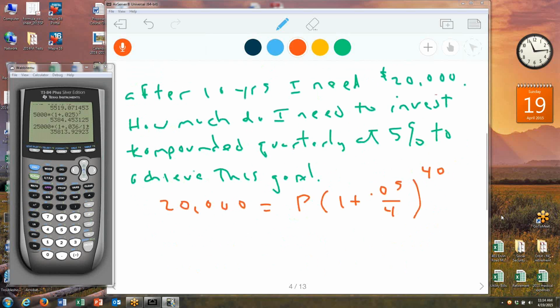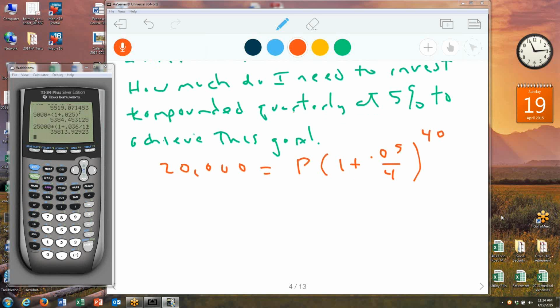Now, this looks kind of impressive to solve, but you know what? It's P times that stuff. We want to solve for P. How do you undo multiplying by that stuff right there? Well, you divide by it.